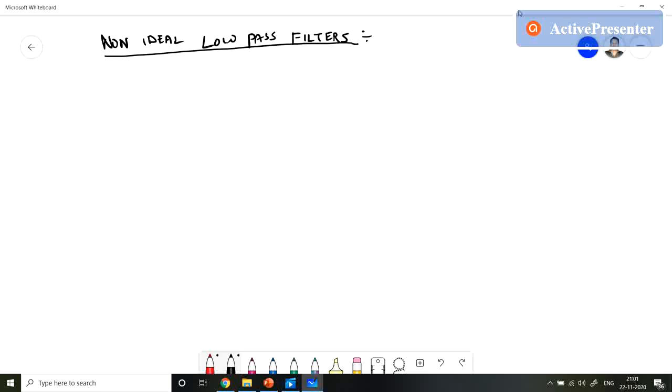So the non-ideal low-pass filter: consider a simple RC circuit. We can consider a simple RC circuit and design the non-ideal low-pass filter. For a non-ideal low-pass filter, that cutoff will not be sharp, as in the case of the ideal one.